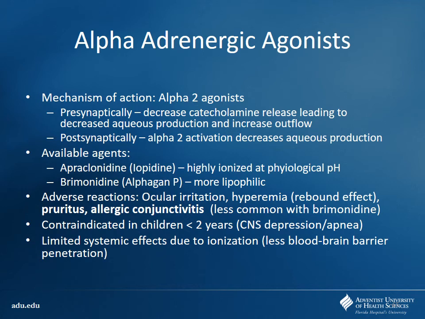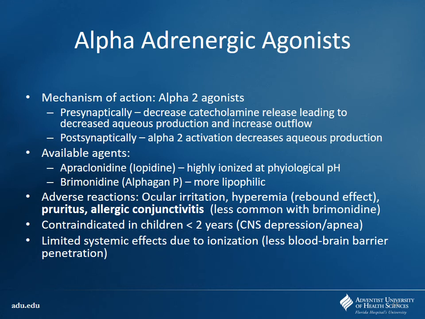But these are going to be alpha-2 agonists. And so what they're going to do is actually work in two different sites. Presynaptically, they're going to work to decrease catecholamine release. So just like we talked about with the imidazoline, if a kid swallowed some of that stuff, just like you see in the brain, it decreases CNS outflow. So that's going to help to decrease aqueous production and increase the outflow.